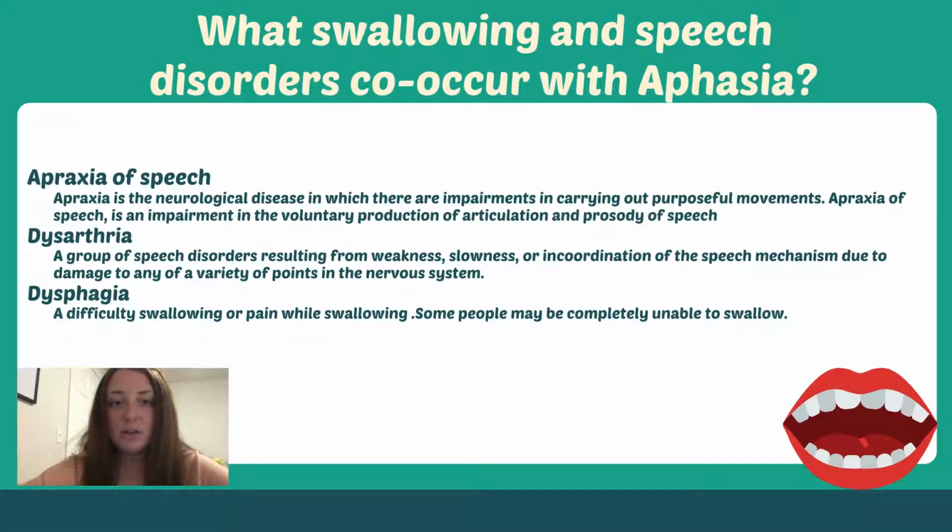Swallowing and speech disorders co-occur with aphasia. There are 3 disorders that can co-occur with aphasia. There are apraxia of speech, dysarthria, and dysphagia.